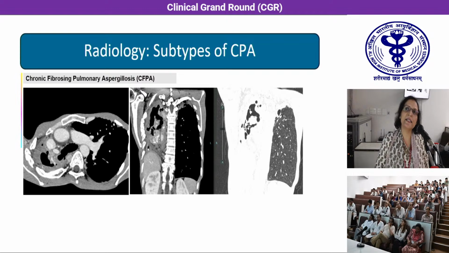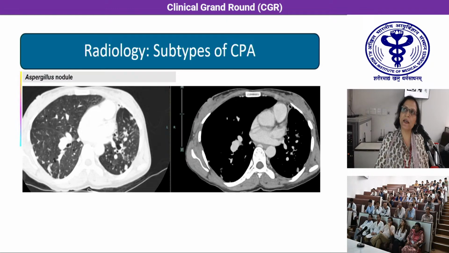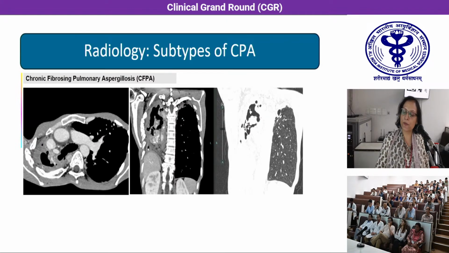On the other hand, CFPA is said to be there when two or more lung lobes are destroyed and show extensive fibrosis with evidence of volume loss and architectural distortion, as we see in these images. Now these cavities, which may coalesce to form a single large thick wall cavity, may also show an aspergilloma, as we can see here.